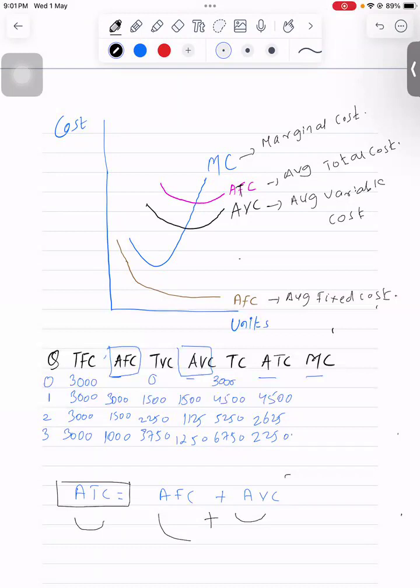Now please calculate marginal cost. What formula you will apply for marginal cost? Change in total cost divided by change in quantity. Change in total cost divided by change in quantity. Tell me, what will be the marginal cost? Yes, 1500 at first unit. At second unit, it will be how much? 750. At third unit, it will be again 1500.